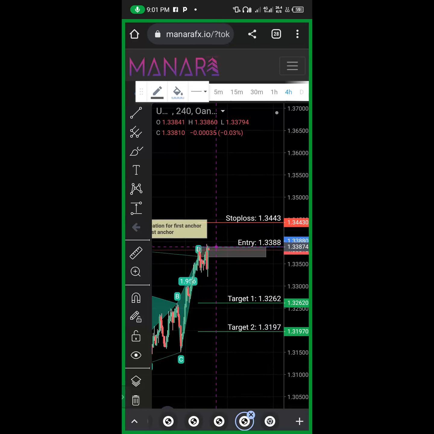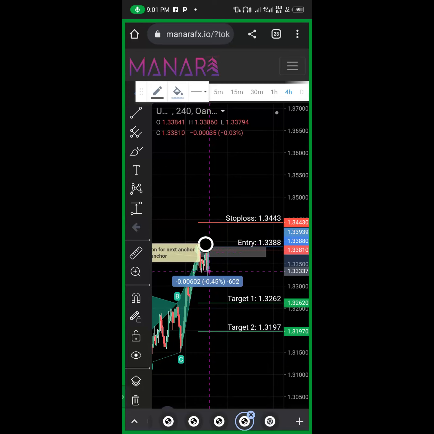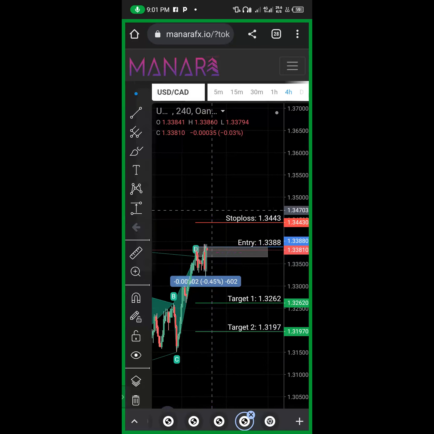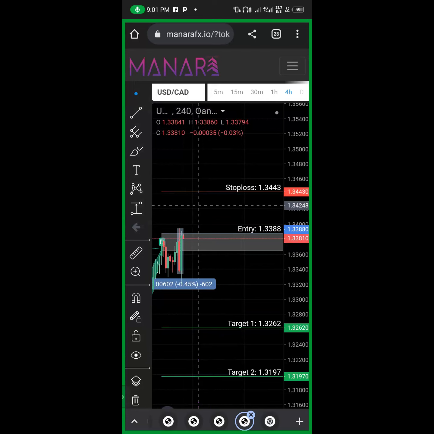Okay, but still, let's calculate what it gave. So it came here and went down this much. And if you look at that, wow. Even at that, see what we're talking about. It gave 60 pips. I mean, this is enough.